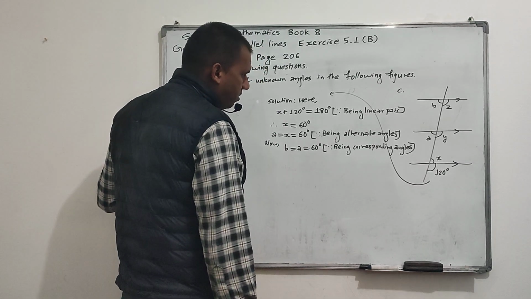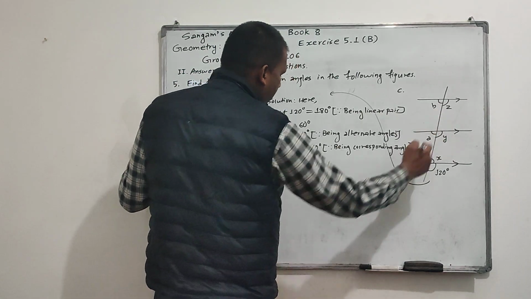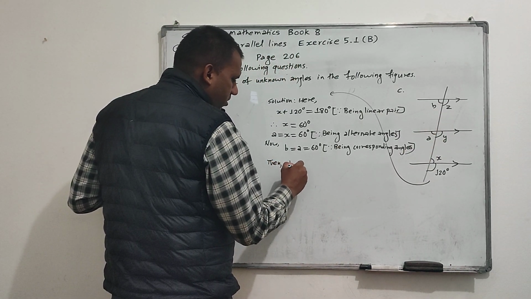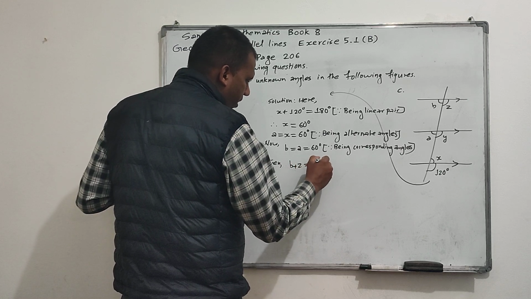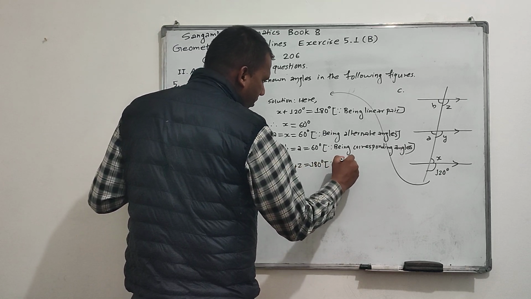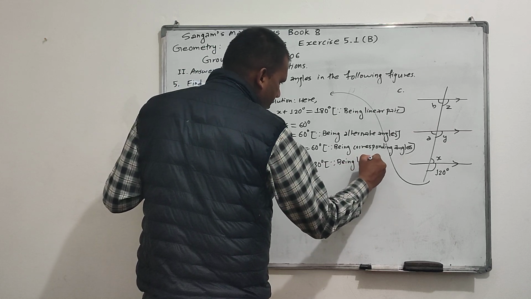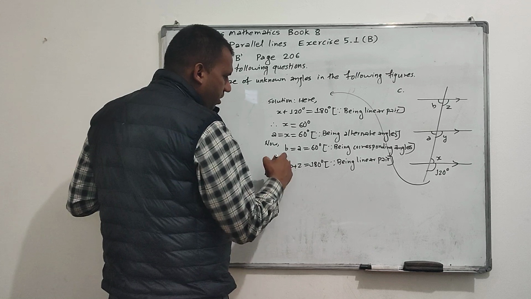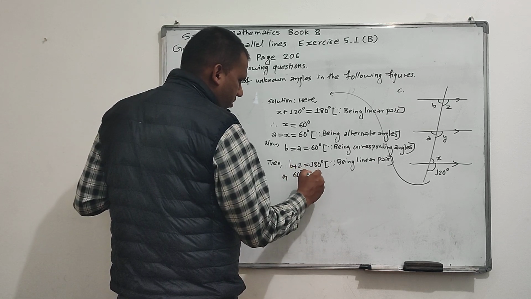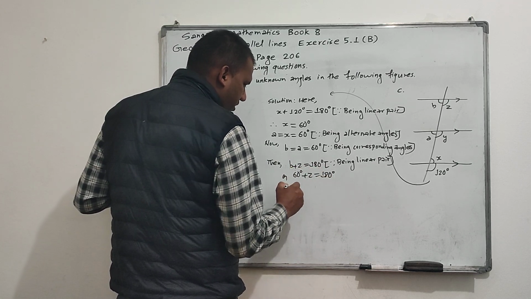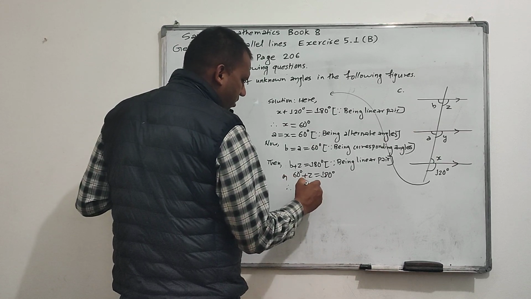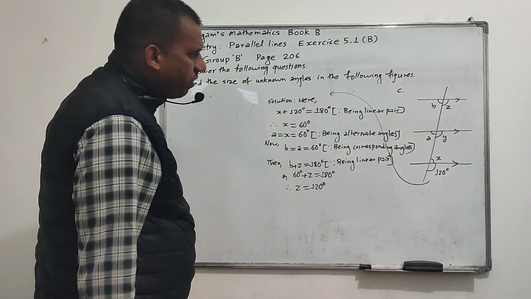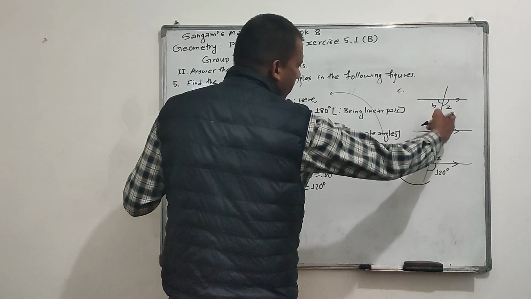Then after finding this, B and Z are linear pairs. So then B plus Z equal to 180 degree, because being linear pair, or value of B is 60, so 60 degree plus Z equal to 180 degree. Therefore Z equal to 180 minus 60, that is 120 degree.